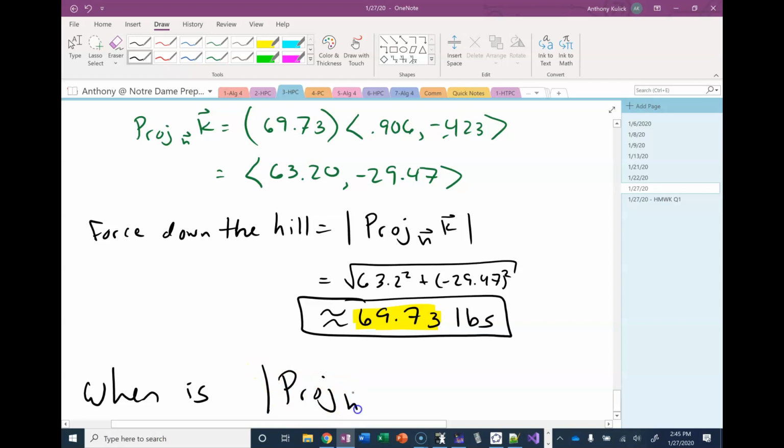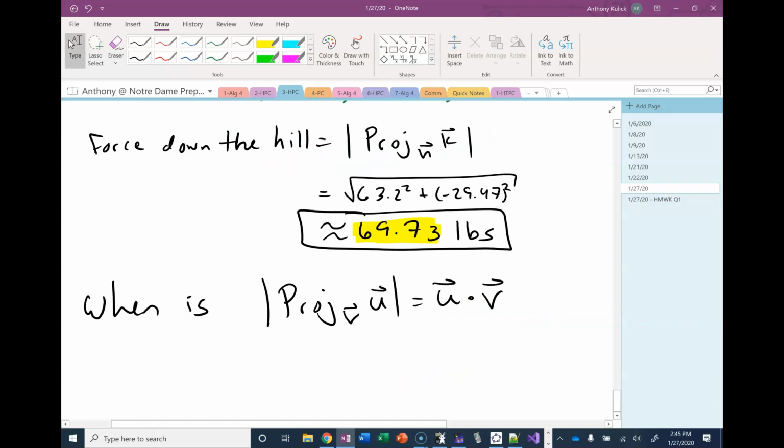So, between now and next time, while doing the homework, I want you to think about when this is true: the magnitude of the projection being the same as the dot product. And I'd like you guys to do 41 through 46.